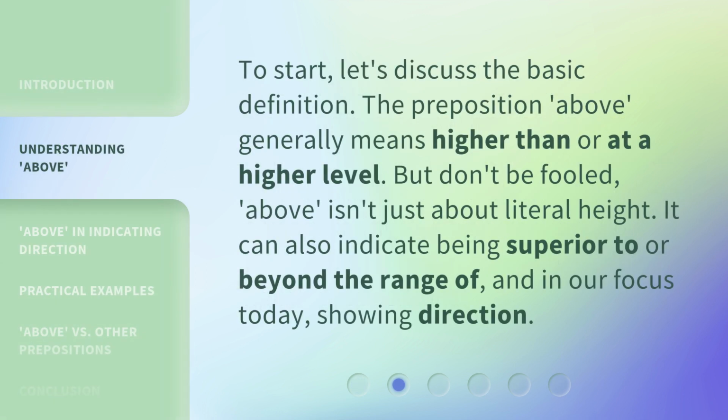To start, let's discuss the basic definition. The preposition "above" generally means higher than or at a higher level. But don't be fooled, "above" isn't just about literal height. It can also indicate being superior to or beyond the range of, and in our focus today, showing direction.